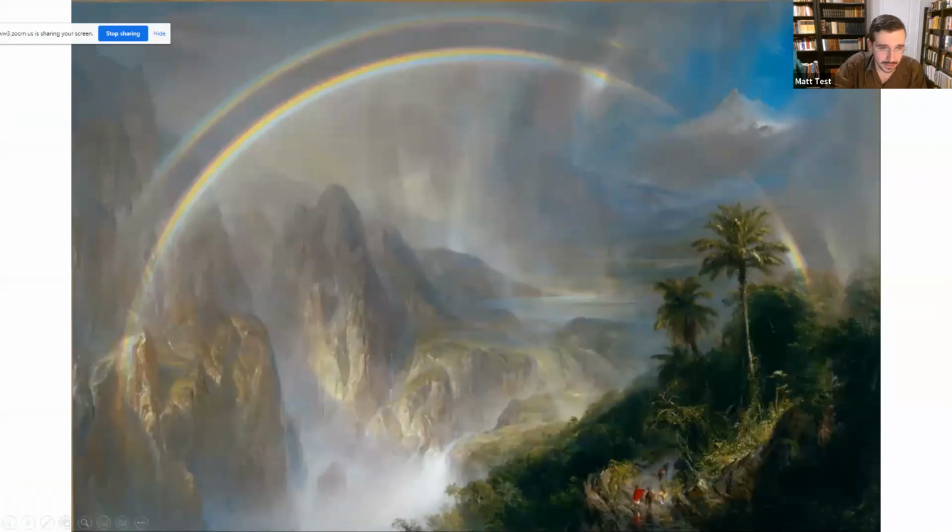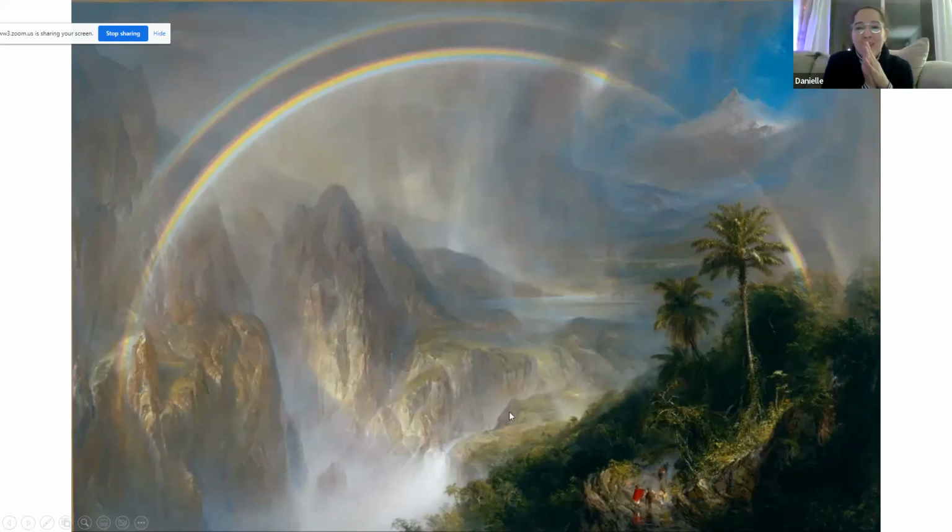Same thing here too, right? We've got the moss growing on the rocks. There's a water feature too.